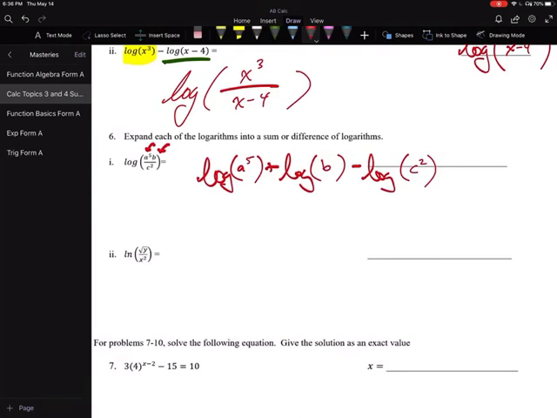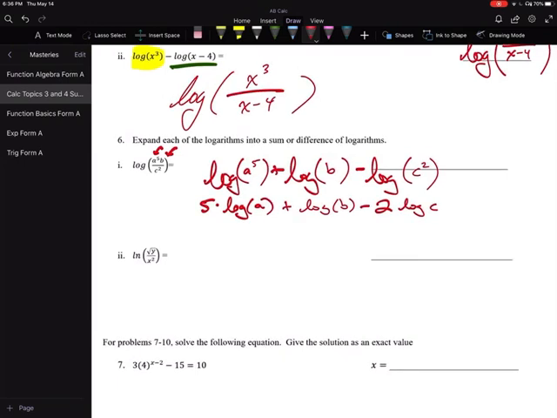This can't be our final answer. Our final answer is not allowed to have any exponents on the inside. So one thing I'm going to do is write 5 times log of A plus, now there's nothing to take out in the next term, but in the last one, 2 times log of C. That's our final answer for 6, Roman numeral 1.